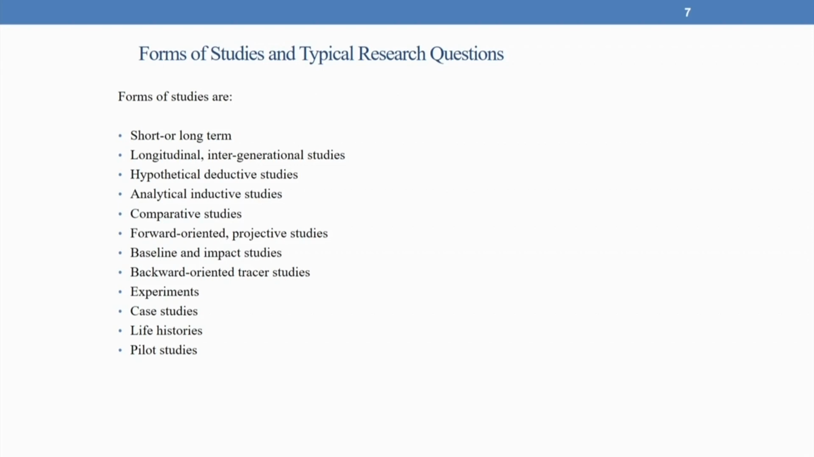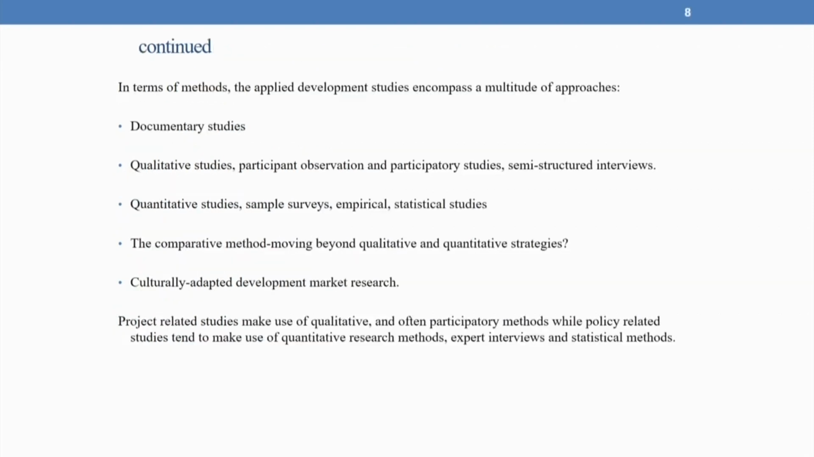But in terms of the methods of being able to carry out these different forms of studies, there are a multitude of approaches, whether it is a short term study or a long term study. Some of them may be outlined as follows. We can follow documentary studies. Qualitative studies are usually followed for participant observation and through semi-structured interviews. There are quantitative studies carried out based upon sample surveys and other statistical approaches.